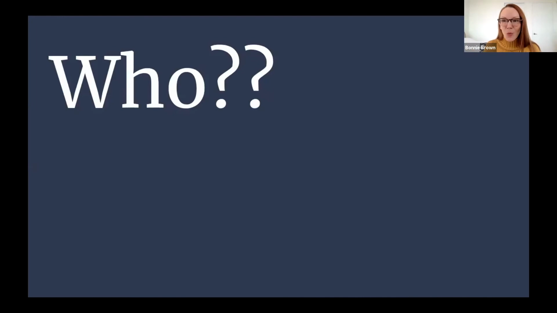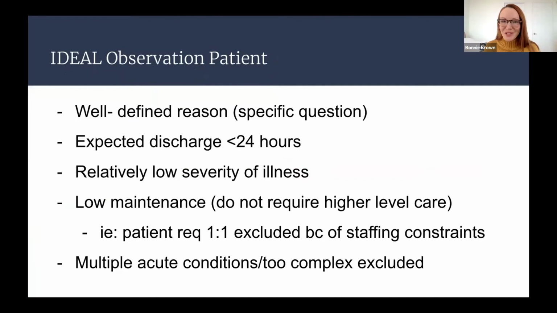So let's talk about what the most appropriate patients for the observation unit are. The ideal patient is one that has a specific question. For example, this patient with an asthma exacerbation, are they going to be able to go home safely? Or this patient that syncopized, I want to watch their telemetry for 24 hours and see if there's an arrhythmia. There has to be a specific question for this. So things like undifferentiated altered mental status might not be ideal for an observation unit.